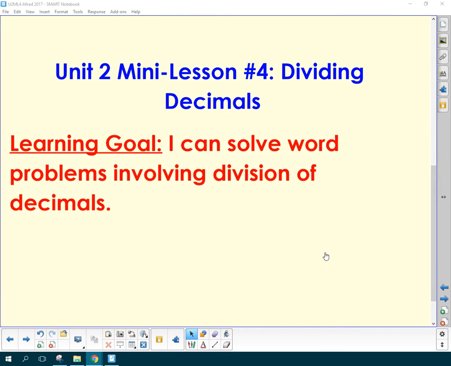By the end of today's mini lesson, you should be able to solve word problems involving division of decimals. That's right. We're going to solve some word problems, but before we get there, we're going to have to take some notes and work on some practice problems together.